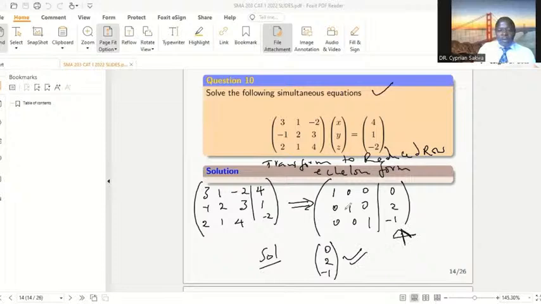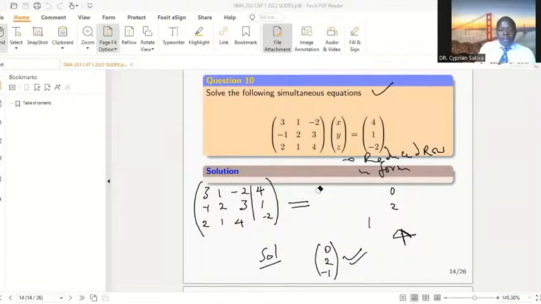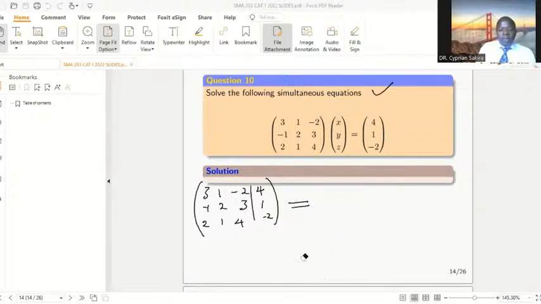Or if you want, you can reduce it to echelon form. And what will we get? Let me just write the final result. If I reduce to echelon form, this is what I would get. So you choose any method you want. But as an assignment, I ask you again to reduce this to echelon form and see that you get this: 3, 1, negative 2.